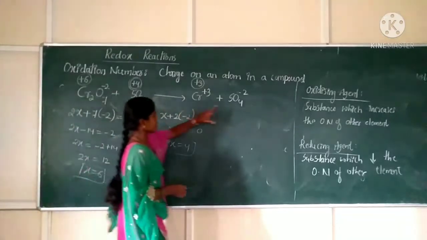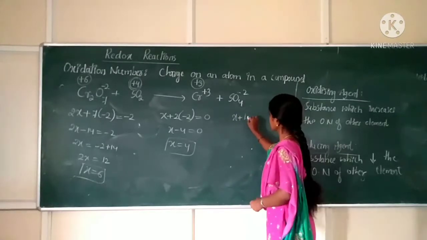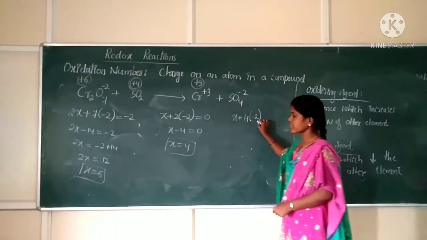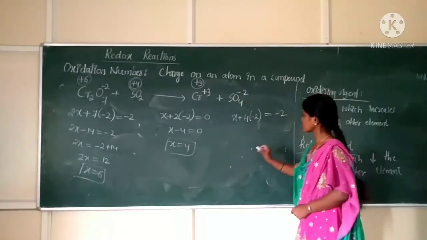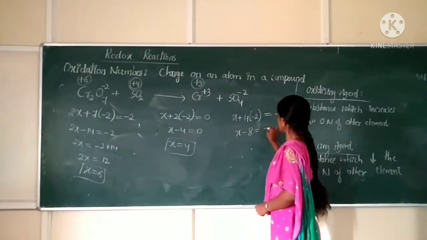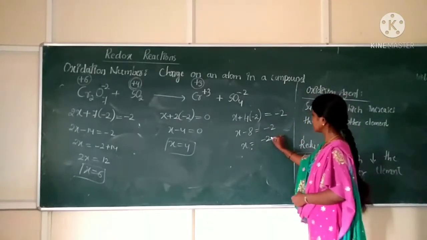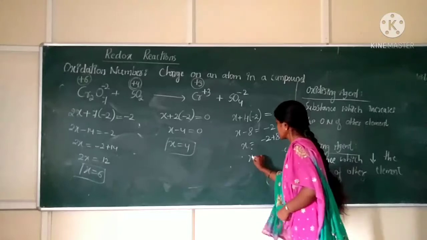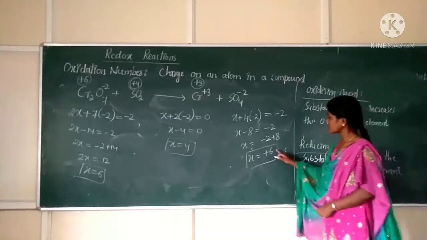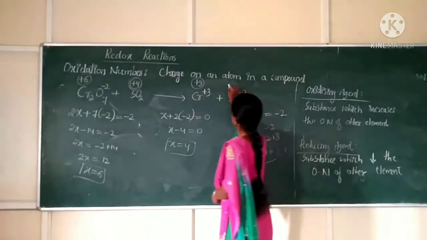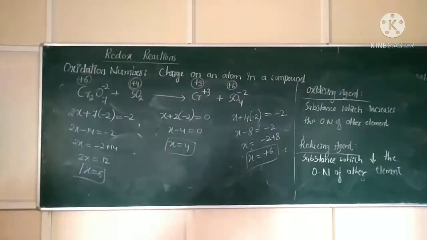Okay. Next, calculate here. Sulfur oxidation state is x, plus 4 oxygens. Oxygen oxidation state is minus 2, and the total is minus 2 because the charge on the molecule is minus 2. x minus 8 equals minus 2. x equals minus 2 plus 8, bringing it to the right side, so x equals plus 6. So the oxidation state of sulfur here is plus 6.